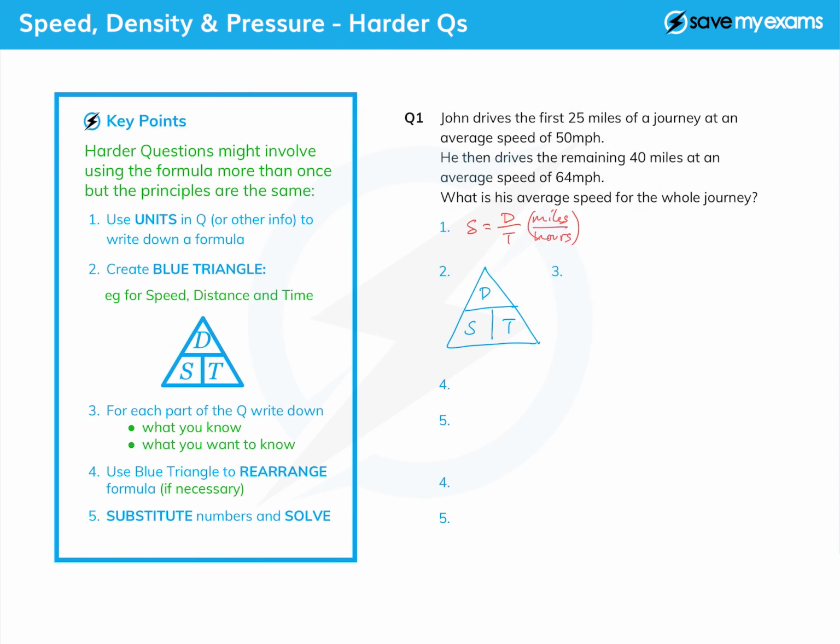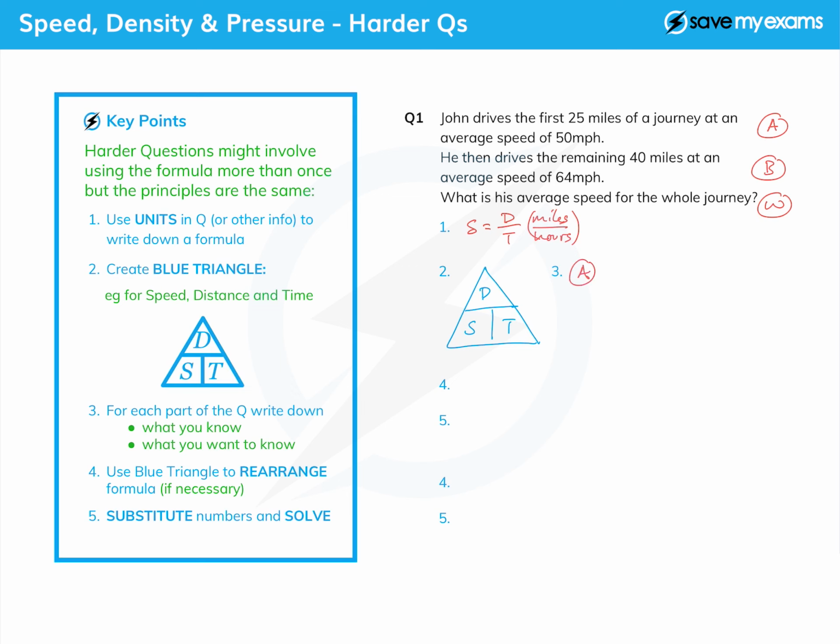Let's write down what we know and what we want to know. Well, there are essentially three parts to this journey, or three parts to the question. Part A is the first 25 miles. I've called it Part A. I'm going to call the second 40 miles Part B, and then we'll refer to the whole journey as W. So for each of those, let's write down what we know and what we want to know.